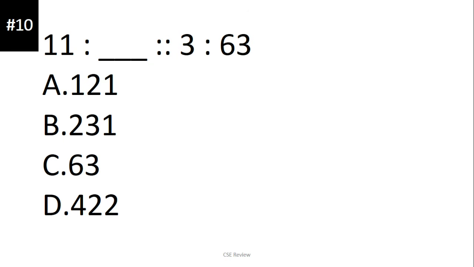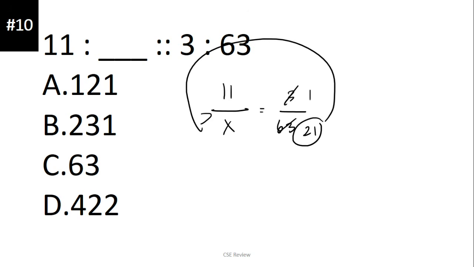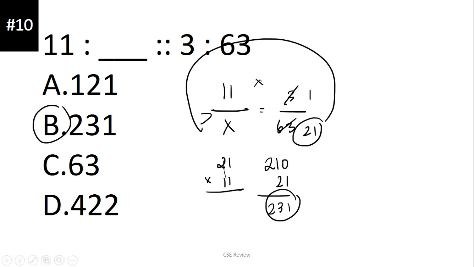Number 10, ratio rotation ito. So, just make sure na itapat ang tamang numbers. You have 11 over x is equal to 3 over 63. So, pwede natin ito i-lowest terms. Pareho siyang divisible sa 3. This becomes 1. This becomes 21. Divide lang natin both sides by 3. Ikot na natin siya. So, 21 divided by 1 is 21 times 11. So, 21 times 11. Pwede nyo isolve ng ganyan. Or 210 plus another 21. That is going to give us 231. The answer is letter B.